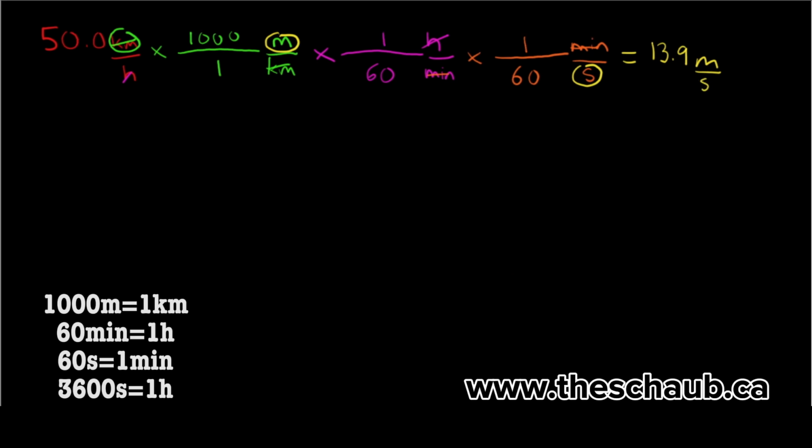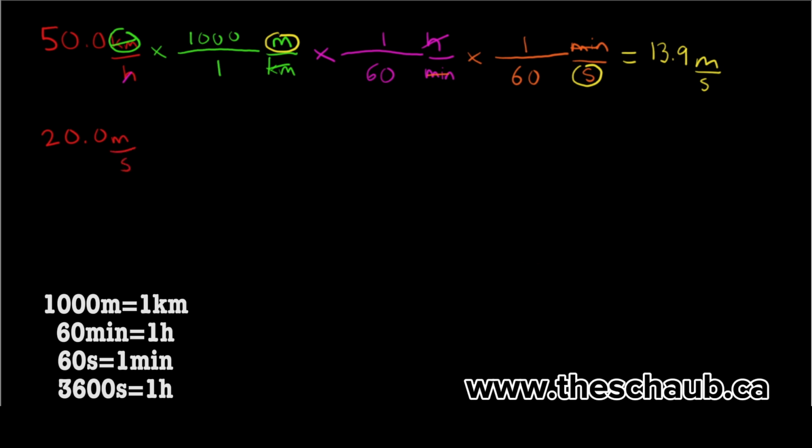If multiplying all of these terms seems a little bit intimidating, remember that you can just multiply the 50 by 1,000 and then divide by 60 and then divide by 60 one more time, and you'll also end up at the 13.9. For our second example, we look at converting 20 meters per second to kilometers per hour.